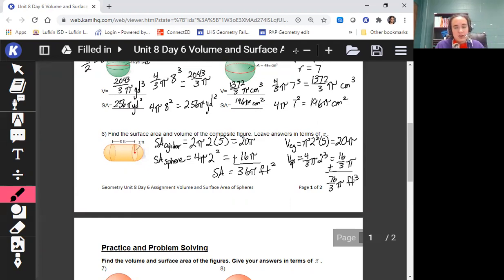So again, make sure you know what your radius and what your height are. You may need to find that as necessary, and then write out your formula if you still need to, and plug it in.